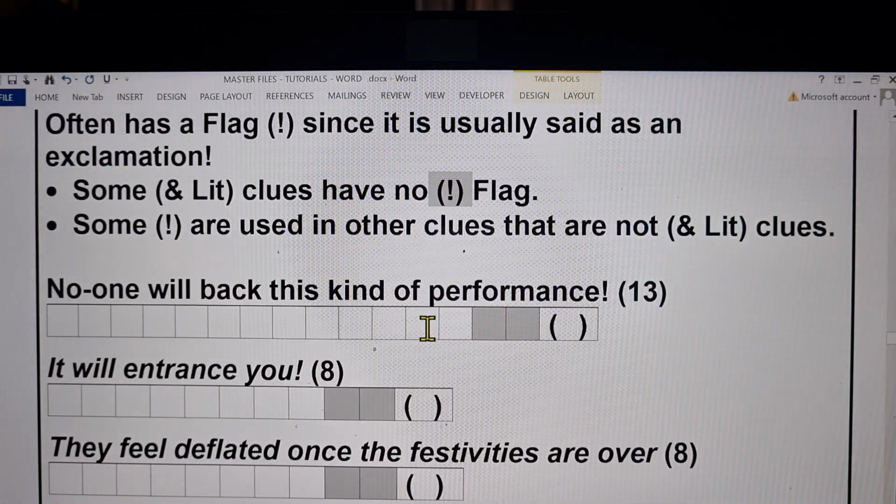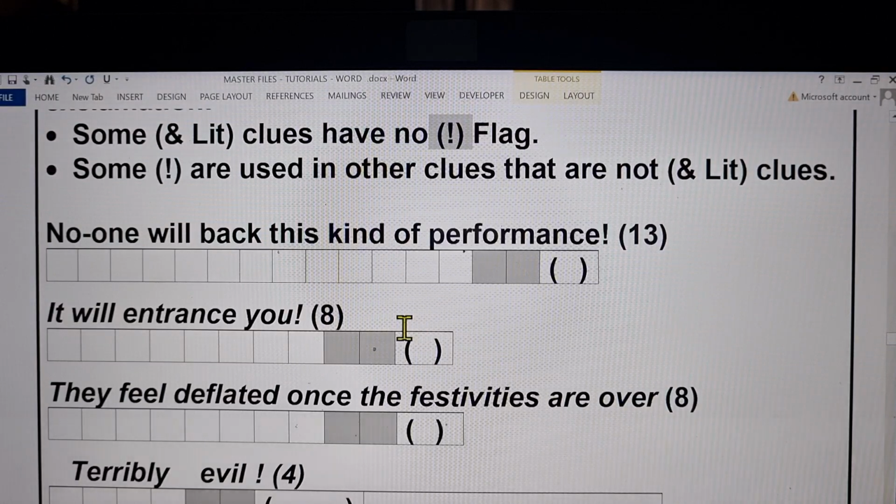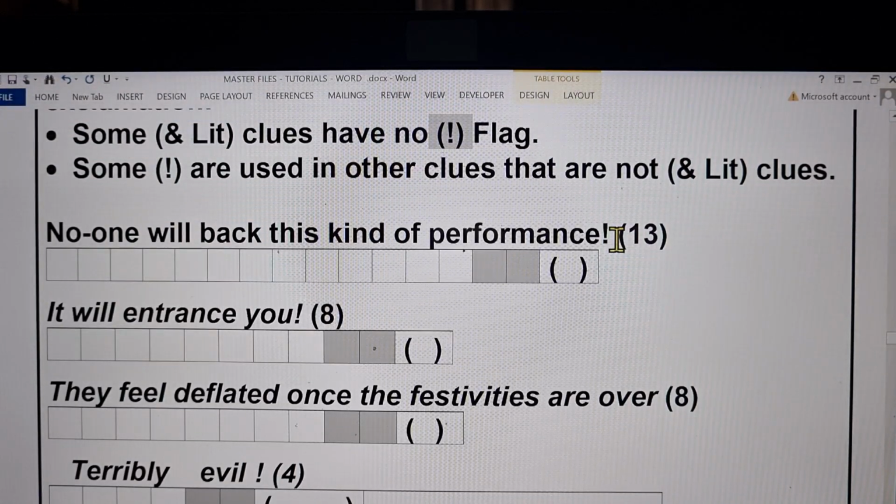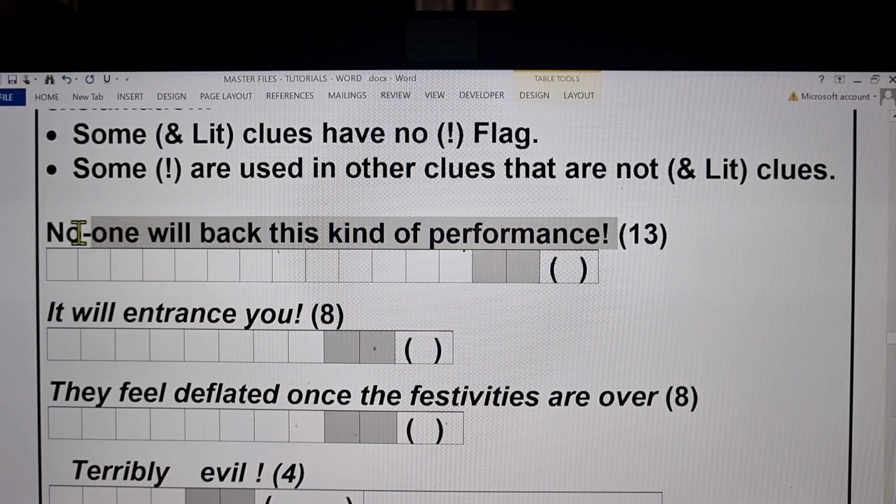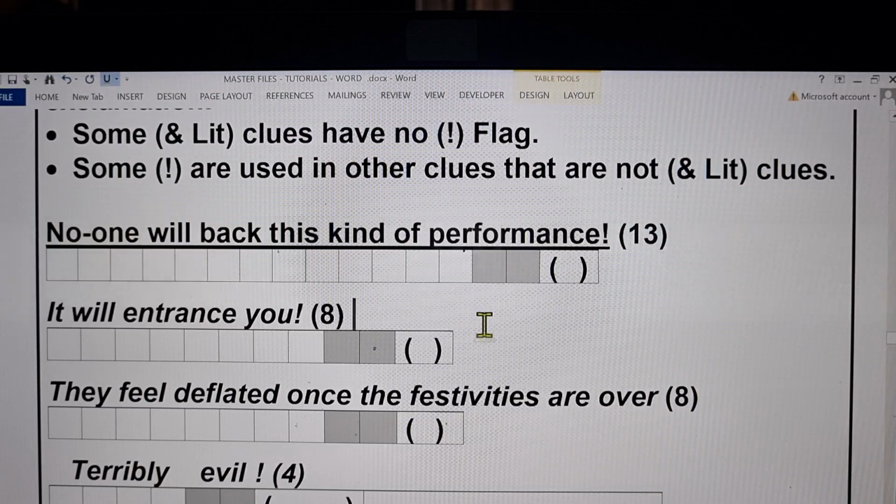Okay? Here we go. First example. No one will back this kind of performance. Have a think. See if you can think of a literal clue that means that. The whole sentence is the key. I'll underline it for you. Don't usually worry about underlining these because the whole thing's the key. But there it is. No one will back this kind of performance. Have a go. See if you can think of a literal clue for that one.